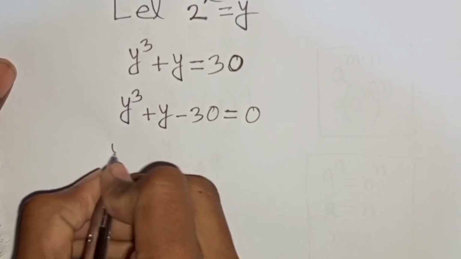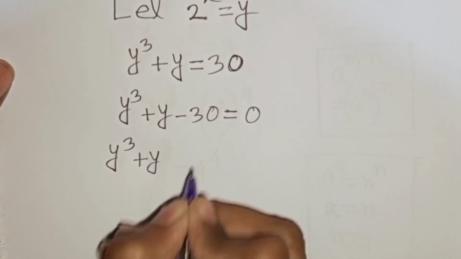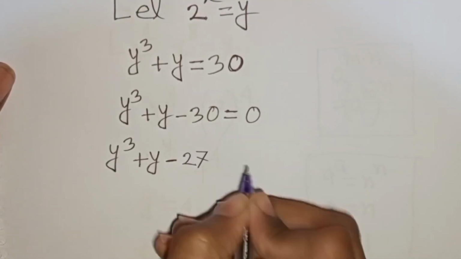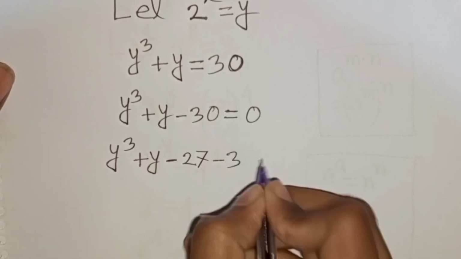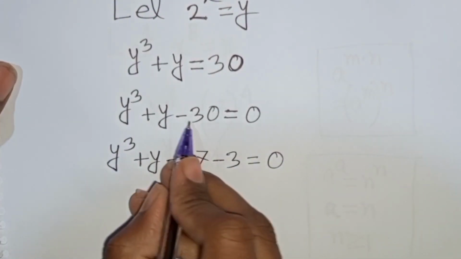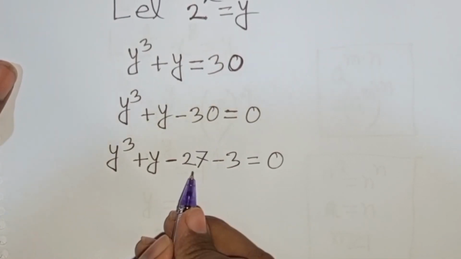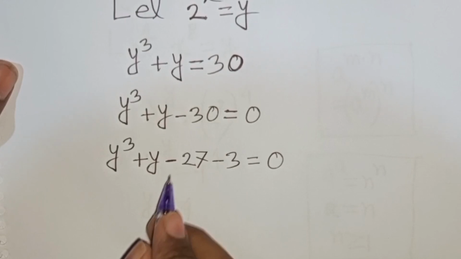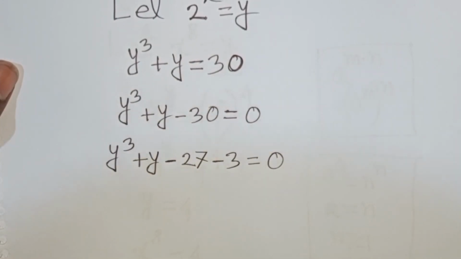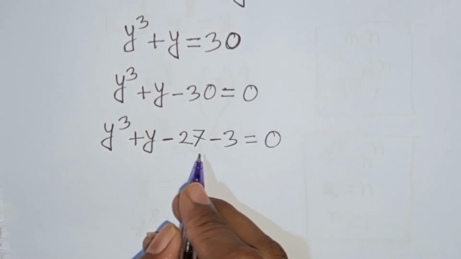Now we have y cube plus y, then minus 30 can be written as minus 27 minus 3, then is equal to 0. How to understand this? Pay attention here. The nearest cubic number of 30 is 27. So minus 30 can be written as minus 27 minus 3. Most of the time you can understand such a process.